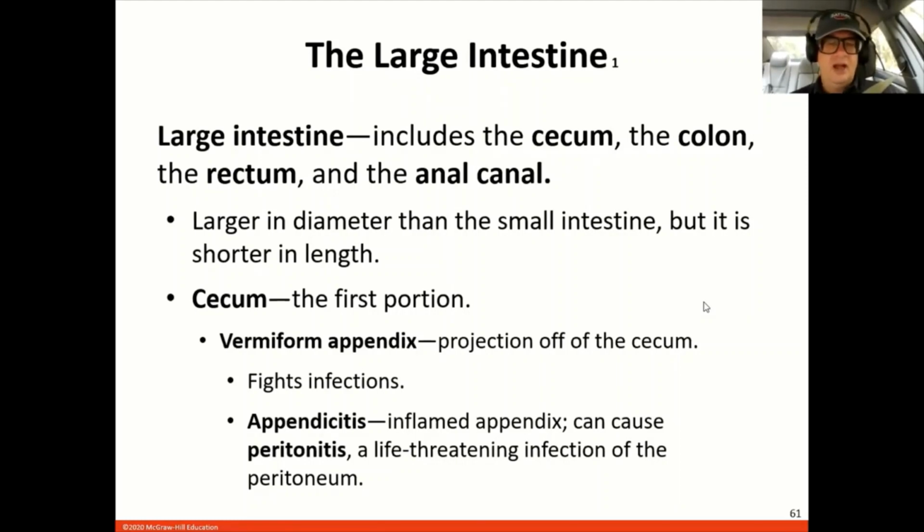Anyway, the large intestine is large because it is large diameter. Doesn't mean it's long. The small intestine is much longer. So remember, when you hear large intestine, small intestine, that's a reference to the diameter, how big around they are. So small intestine, large intestine. All right.